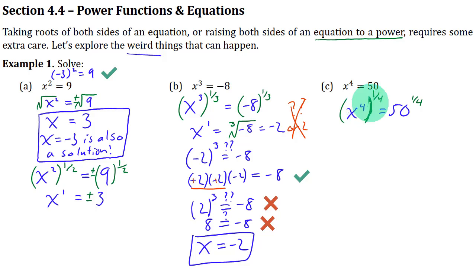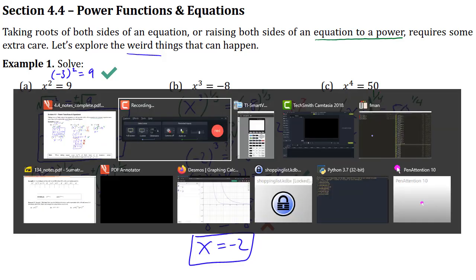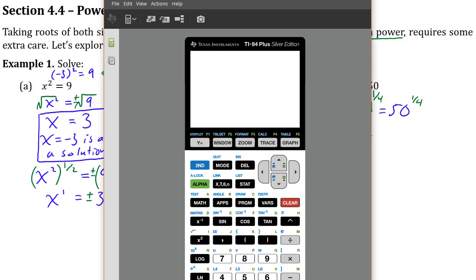The 4 times 1/4 is 1, and you just get x to the 1 equals 50 to the 1/4. That's basically the same thing as the 4th root of 50. You can get this with a calculator by just doing 50 to the power 1/4, like so. And yeah, it's about 2.659.